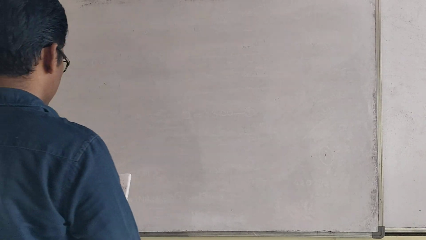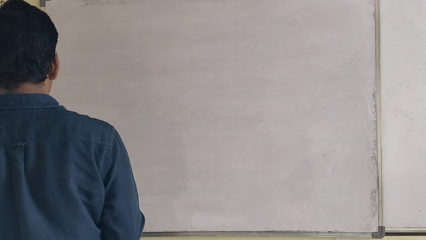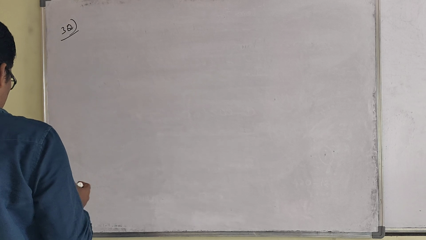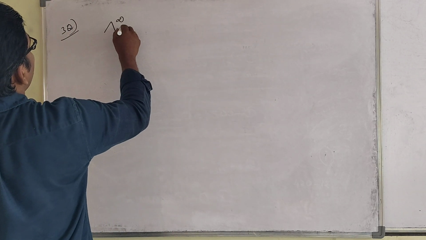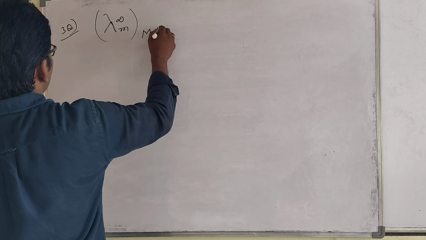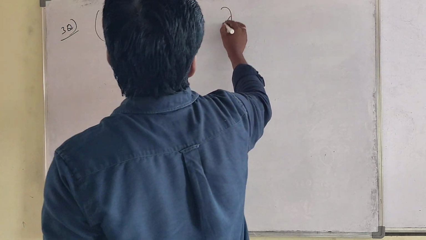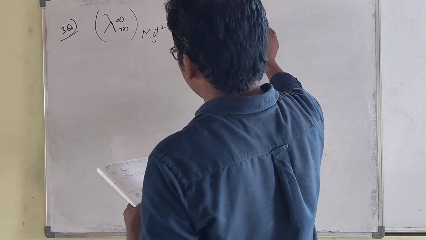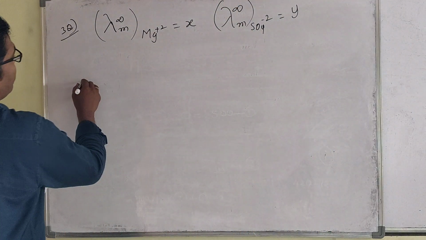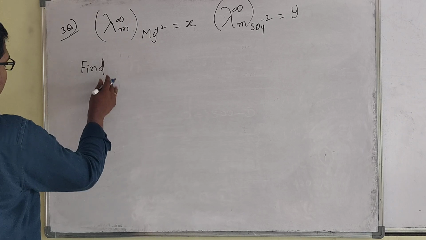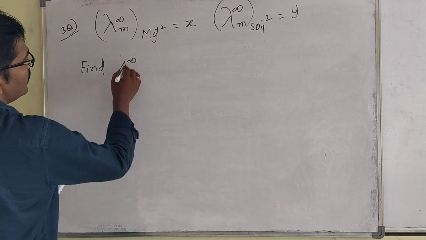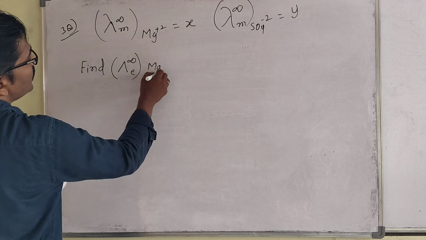So next question, question number 3. The limiting molar conductivity of Mg+2 is equal to X. The limiting molar conductivity of SO4 minus 2 is equal to Y. Then find the equivalent conductance of MgSO4. They're asking like this.